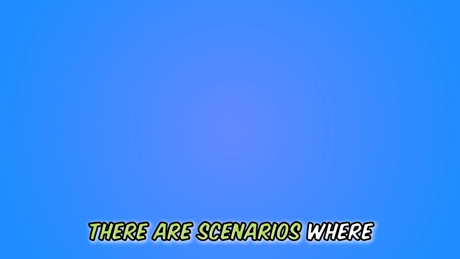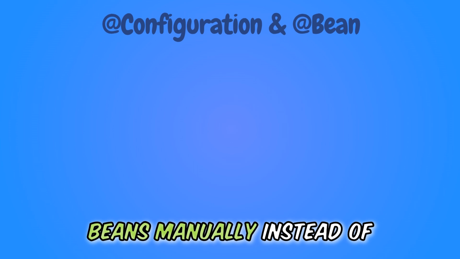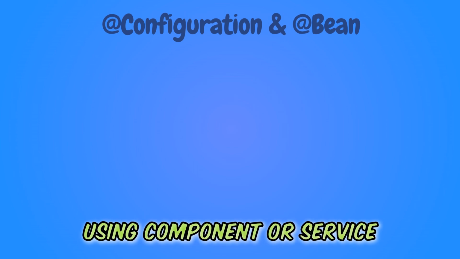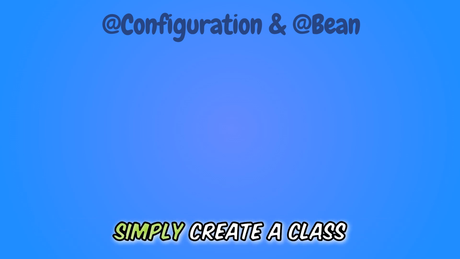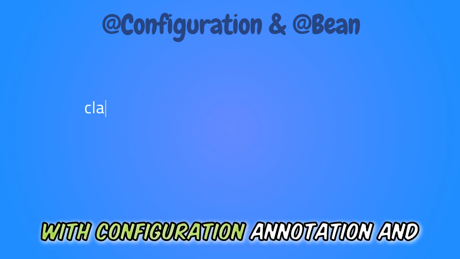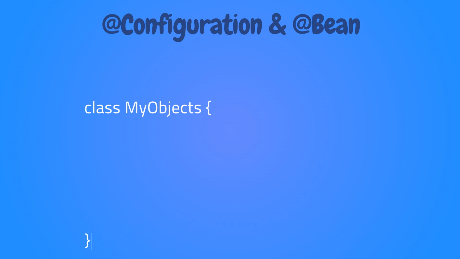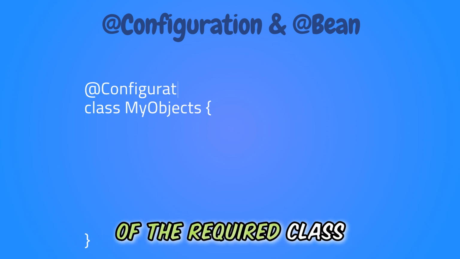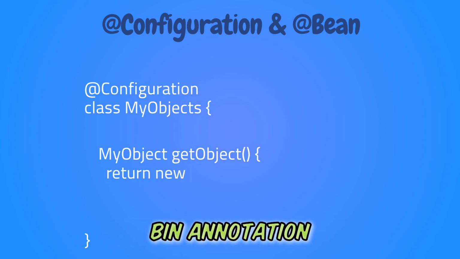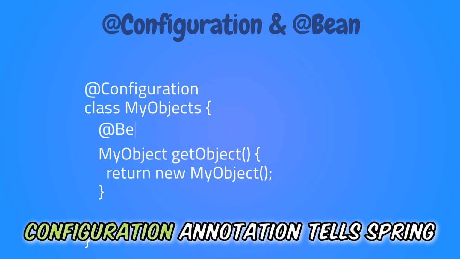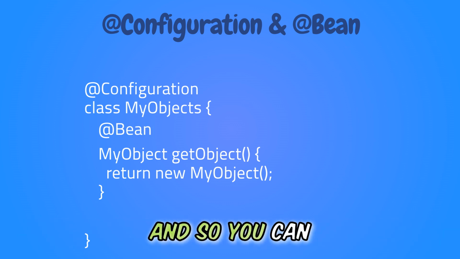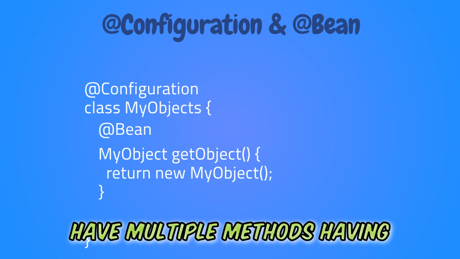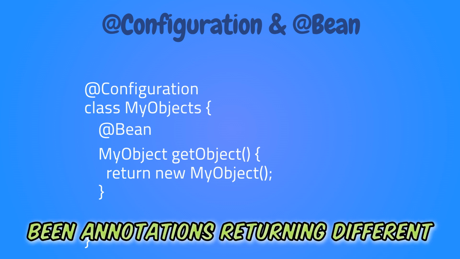There are scenarios where you want to create beans manually, instead of using Component or Service annotations. You can use Bean and Configuration annotations. Simply create a class with the Configuration annotation and a method that creates and returns an object of the required class and mark it with the Bean annotation. The Configuration annotation tells Spring that this class is a source of beans, and so you can have multiple methods having Bean annotations returning different types of objects.